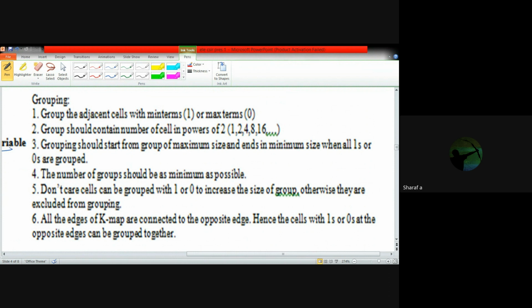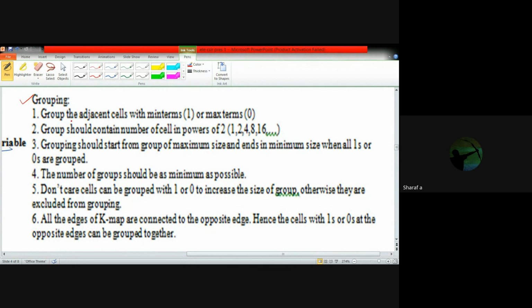Otherwise, we will just go to the next step. We'll do one problem in this section today, and we'll continue the problem section tomorrow in the next class. Okay, these are the important steps. So we'll just quickly go through the steps for grouping, how you group these min terms and max terms. After grouping only, you will get the simplified expression.